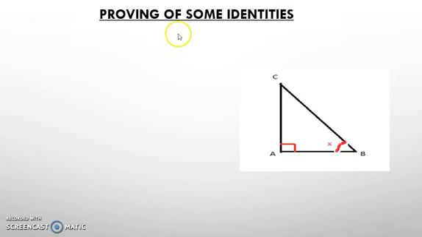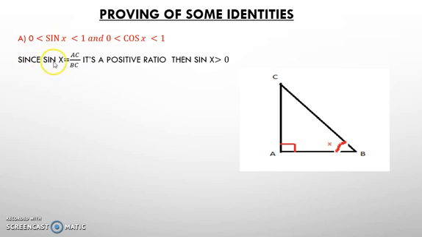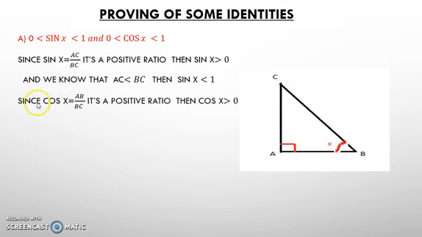Let's prove these identities. First, let's start with the first rule. We need to prove that sine x is between 0 and 1. We know that sine x is equal to the opposite side AC over the hypotenuse. And these two sides are positive, then the ratio is also positive, so sine x is positive. Since BC is the hypotenuse of this right triangle, then AC is less than BC, so sine x is less than 1. Same proof for cosine x.